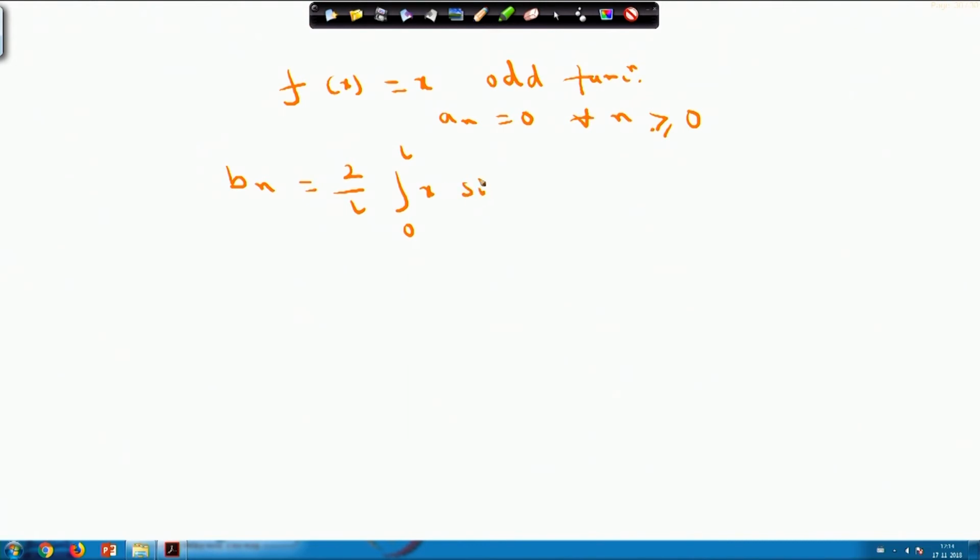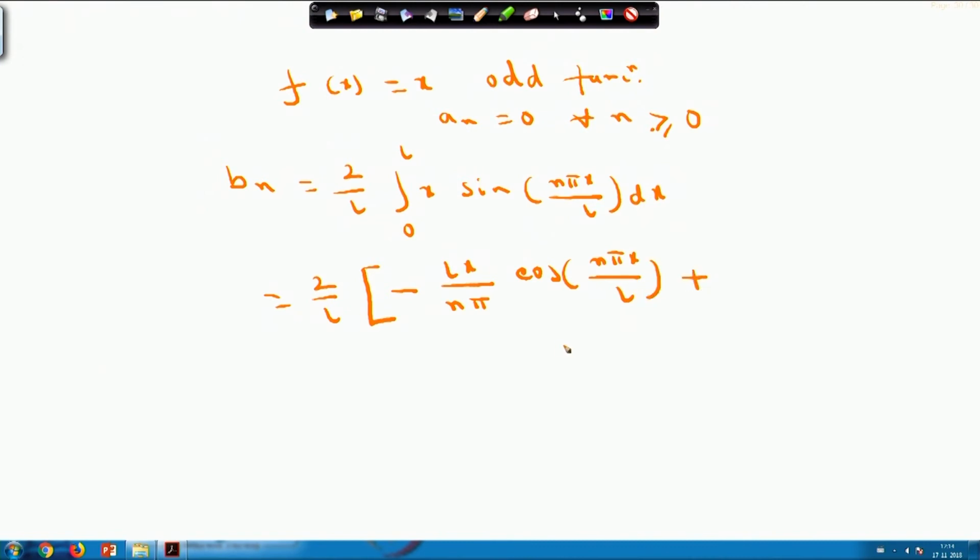into x sin(n pi x by L) dx. If you evaluate the integral, this will be equal to 2 by L times [minus L x by n pi into cos of n pi x by L plus L square by n square pi square into sin of n pi x by L]. The limit will be from 0 to L.